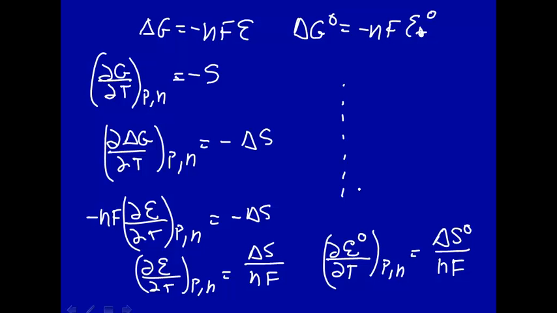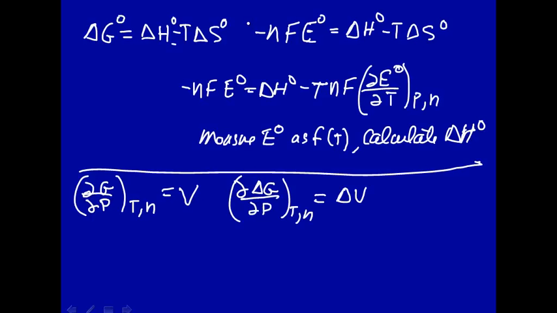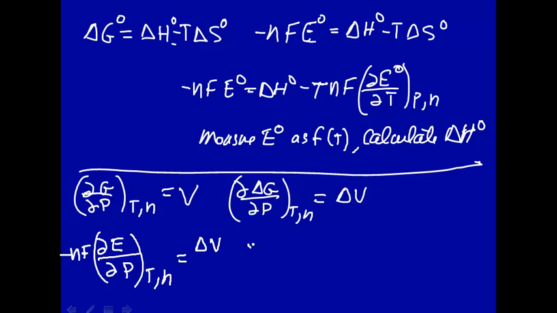Well, let's go up here and substitute in for delta G what E is. So we can just write a minus nF here, times how E changes with pressure at constant temperature and number of moles. That's equal to delta V. Or how does E change with pressure? Well, it's just equal to minus delta V over nF.